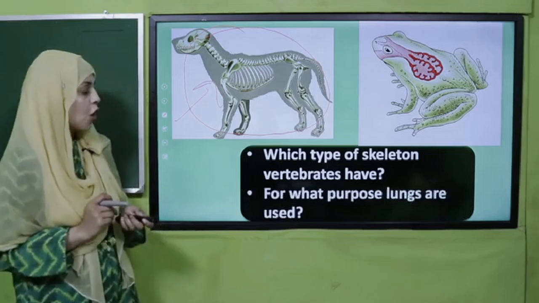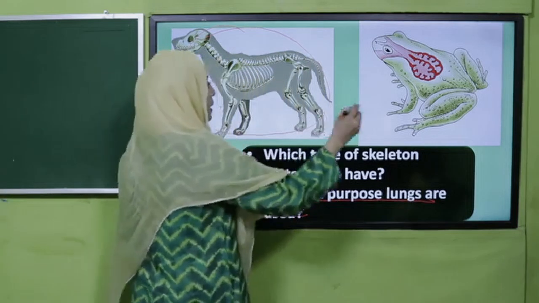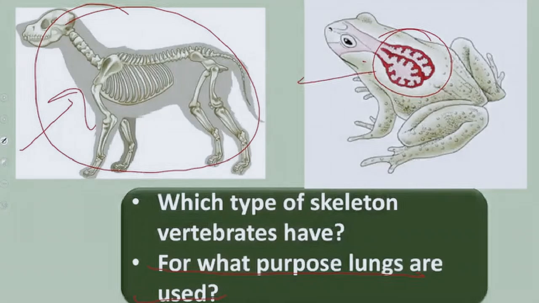Next, look at the frog very carefully, and for what purpose are lungs used? These are the lungs of this frog. So why are they present in its body? They help in breathing. They help in breathing. So our lungs help us in breathing.